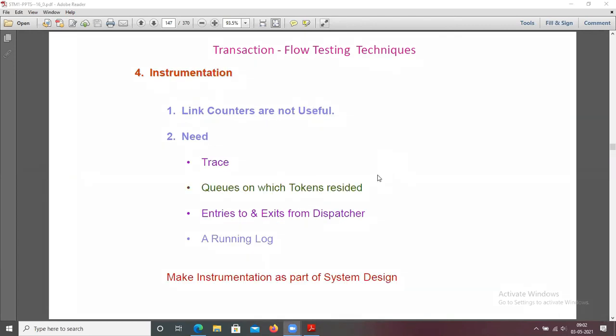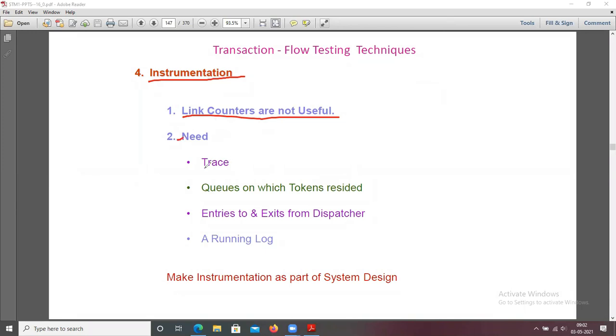So this is instrumentation, the last step. Instrumentation is nothing but checking whether we reach the destination with the intended path or not. For that, link counters are not useful. So for instrumentation you are not going to use link counters, as they are not useful.